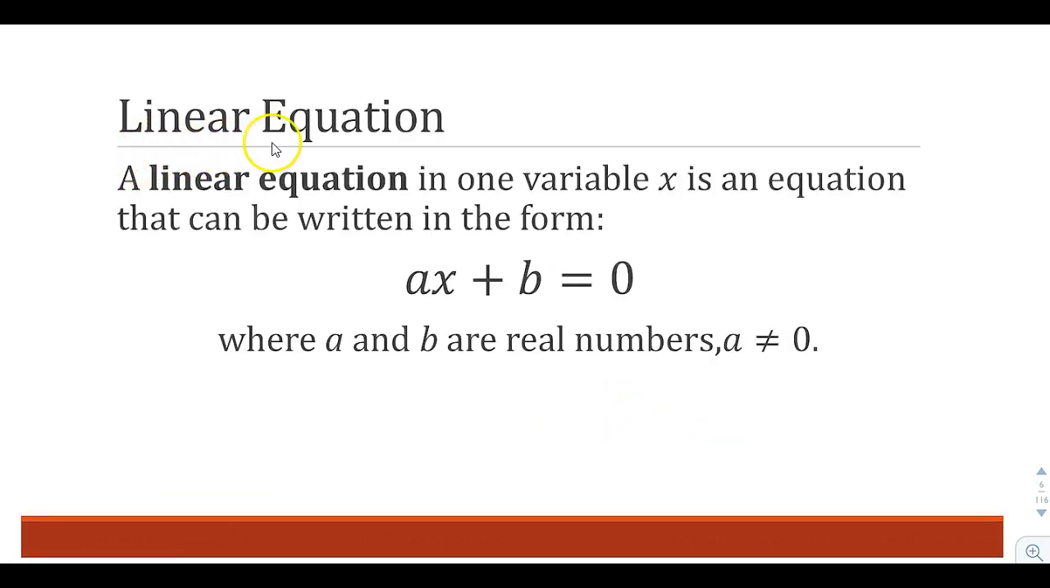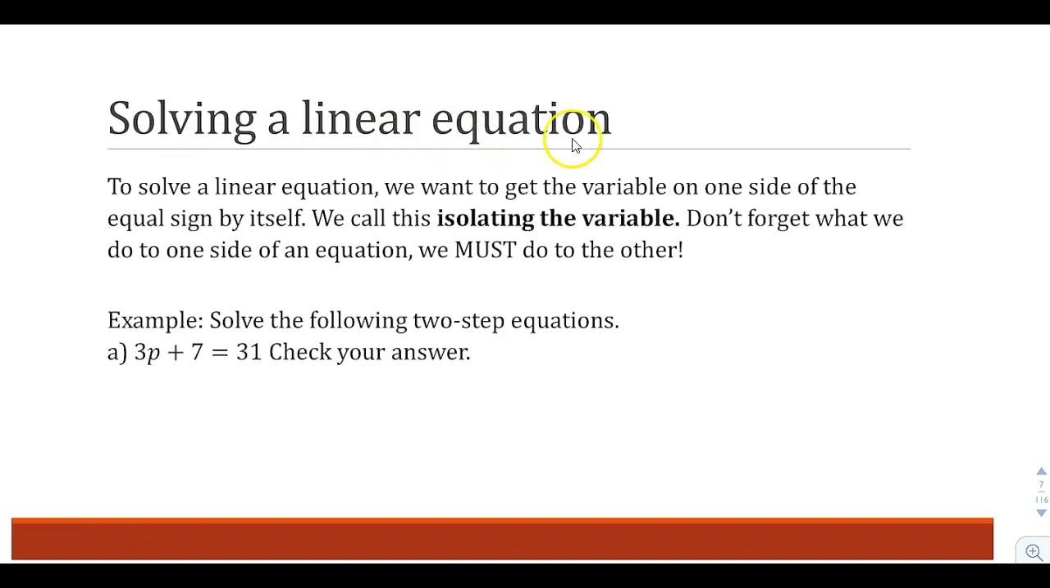In this section, we will work with linear equations. A linear equation in one variable x is an equation that can be written in the form ax plus b equals 0. Now, it can be written in this form, but we may need to do some work to get it there. And a and b have to be real numbers, but a cannot equal 0, because if a equals 0, then we lose this variable x. And to be a linear equation, what we're really looking for is the variable, so in this case x, raised to the first power.